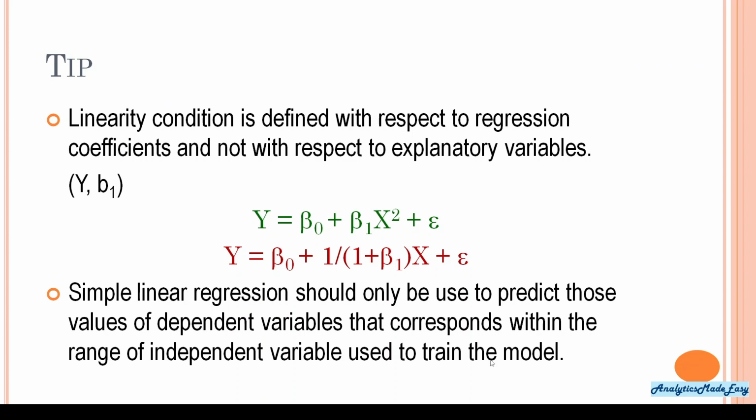Bonus tips for you. The linearity condition in regression is defined with respect to the coefficient of x. The equation that you see in green is the right form of regression, although you see a square here, and that is because beta 1, the coefficient, is linear. Whereas the second one is not the correct form of regression because your coefficient of x is not linear.